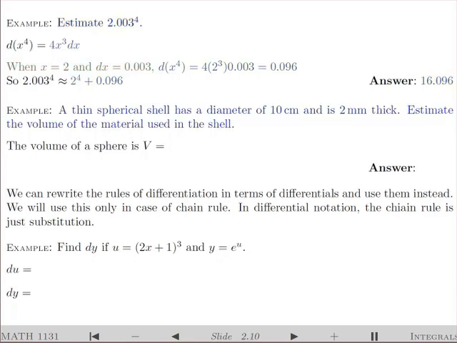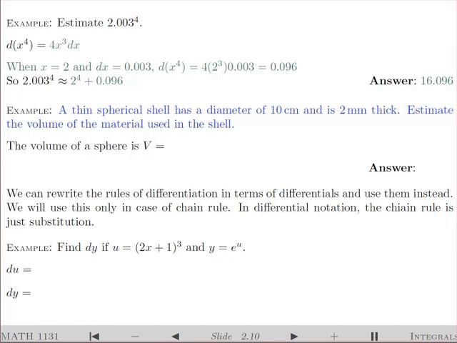There's a very simple illustration of this. We will again do this numerically, but there is a simple idea that will also illustrate some of the concepts behind derivatives and approximation properties. We will look at the differential approximation to the amount of material in a spherical shell, like say the outer skin of a ball. I have a thin spherical shell with a diameter of 10 centimeters and thickness of 2 millimeters. I want to estimate the volume of the material in the shell.